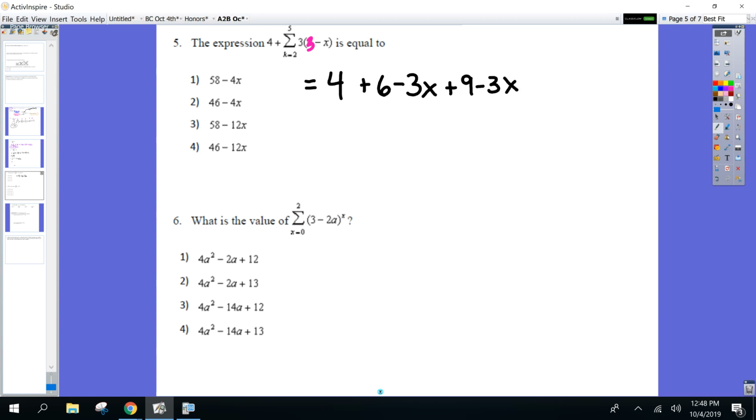Now what number are you going to plug in? 4. And I'll end up with, distribute again, 12 minus 3x. And I think I got one more to plug in, right? Plug in 5. Distribute.